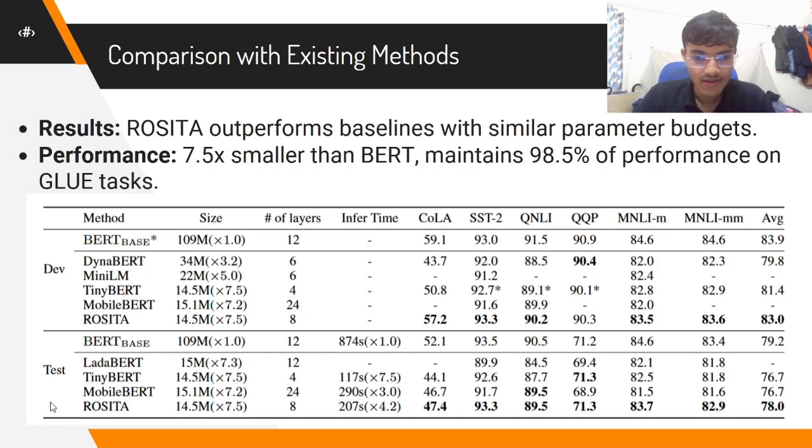So these are the results which we mentioned in the paper against the competitors which I have mentioned earlier, and ROSITA outperforms baselines with similar parameter budgets. You can see that this one is for ROSITA, and these are the competitors. In almost every task, ROSITA outperforms, except for the QQP data set, and ROSITA is 7.x smaller than the BERT model and nearly maintains 98.5% of performance on the GLUE benchmark data set.